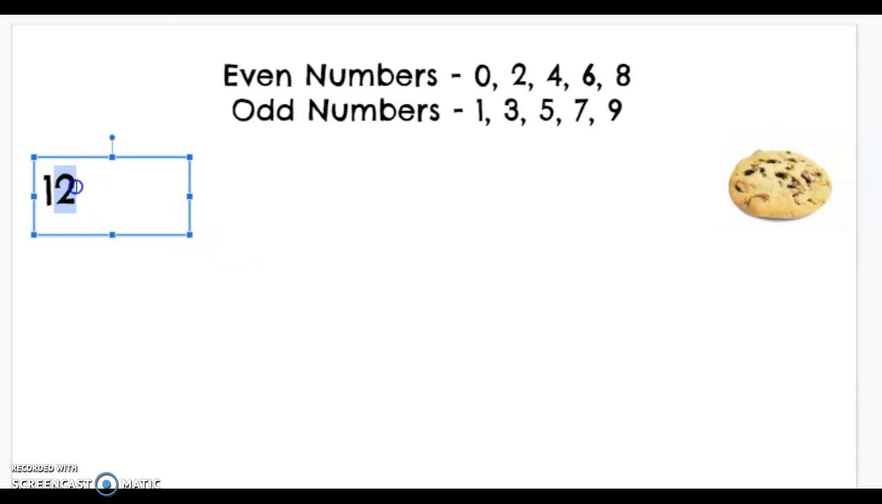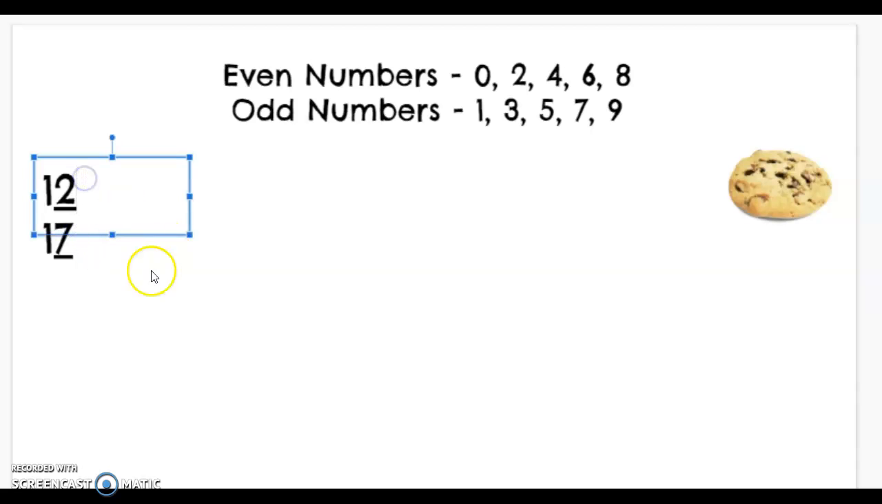Well, if I'm going to do this, I'm going to look at the last digit. I'm going to look at the digit in the ones place, always. The digit in the ones place is going to tell you if this is an even or an odd number. Well, the digit in the ones place here is my 2, and I know that 2 is an even number, so that means that 12 is also an even number. If I give you the number 17, the digit in the ones place in 17 is the 7, so I'm going to underline that. 7 is an odd number, so the number 17 is also going to be odd.